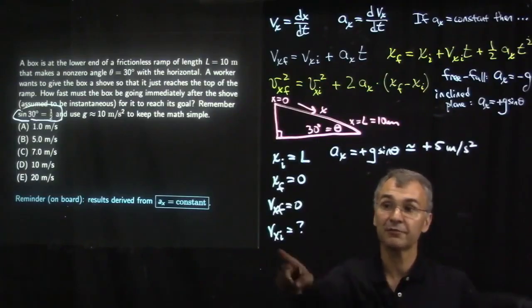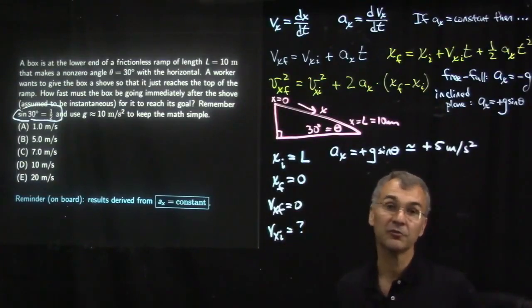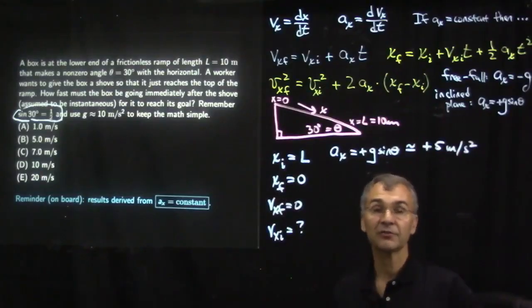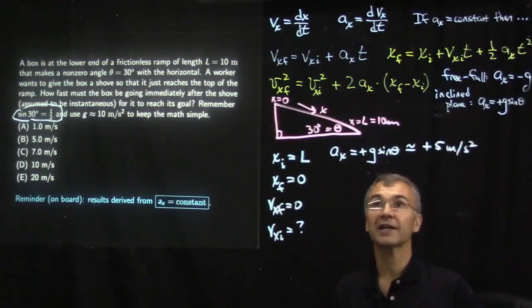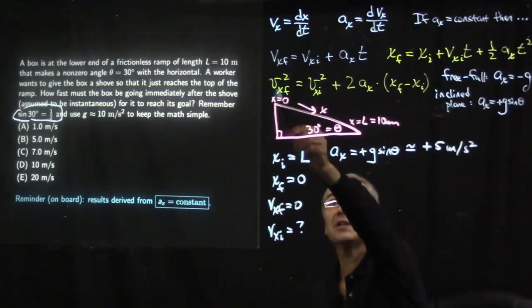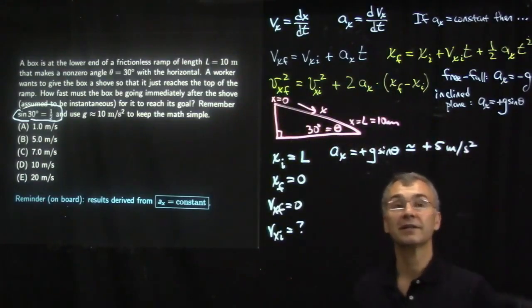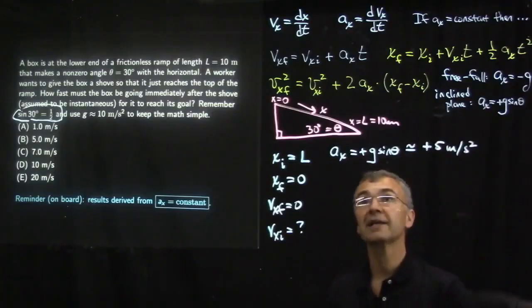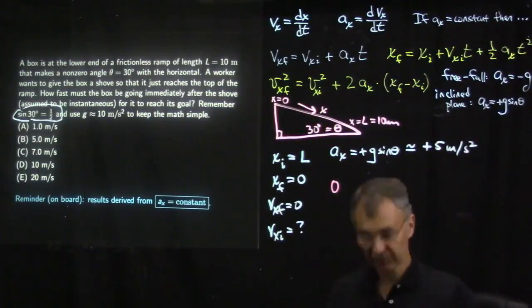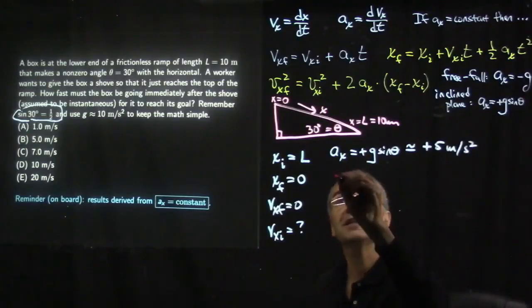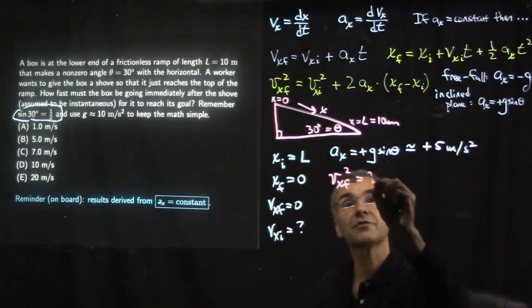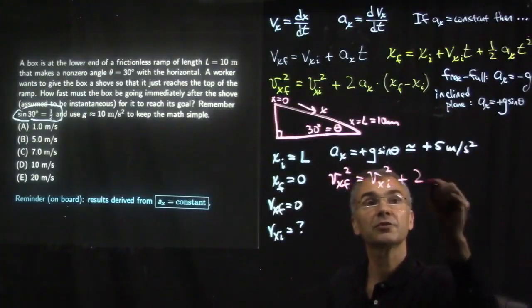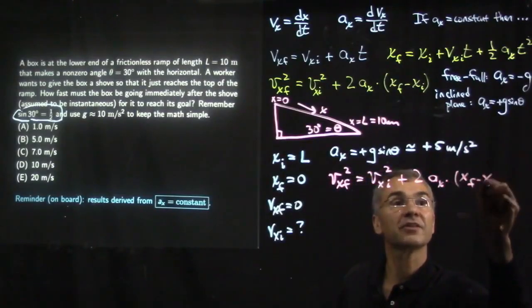So we know the final speed. We want to solve for the initial speed, and we know the initial and final positions. So it seems like this is an excellent occasion to use the equation v final squared is v initial squared plus 2a delta x. So let's do that. Vx final squared, that's 0. Let me just copy down the equation so we know what we're plugging into: Vx final squared equals Vx initial squared plus 2 a_x times (x final minus x initial).